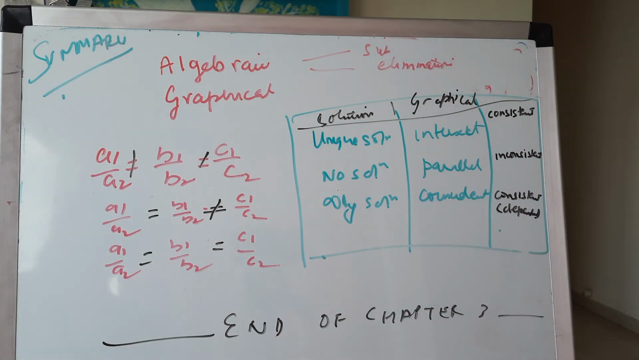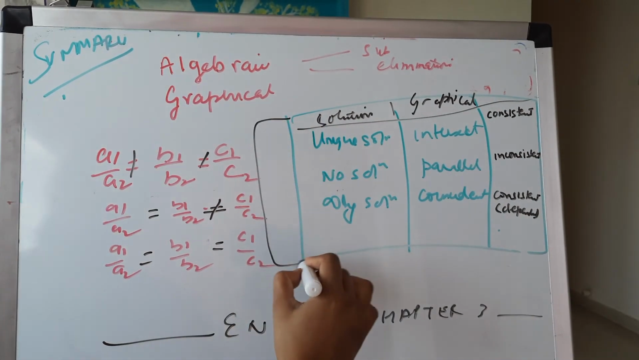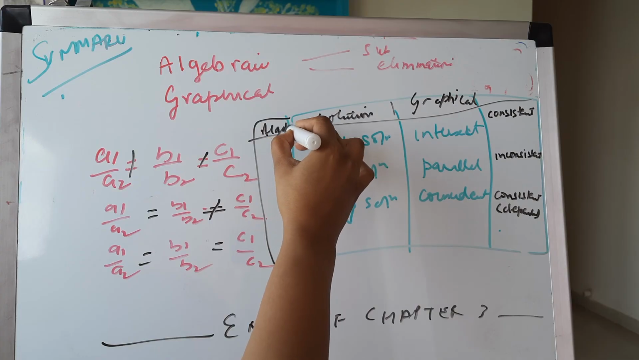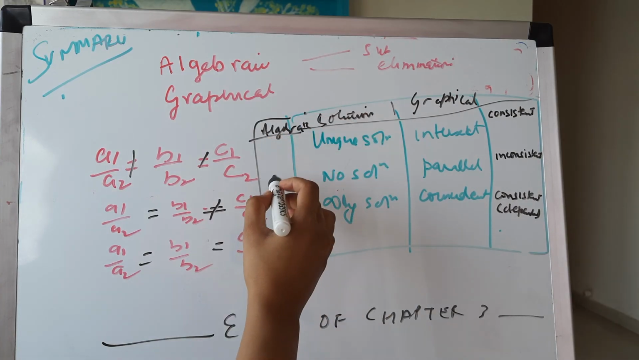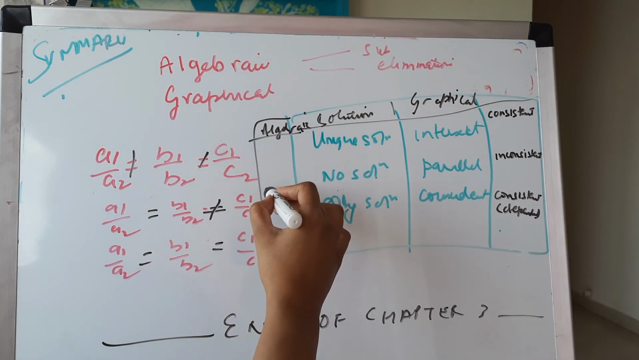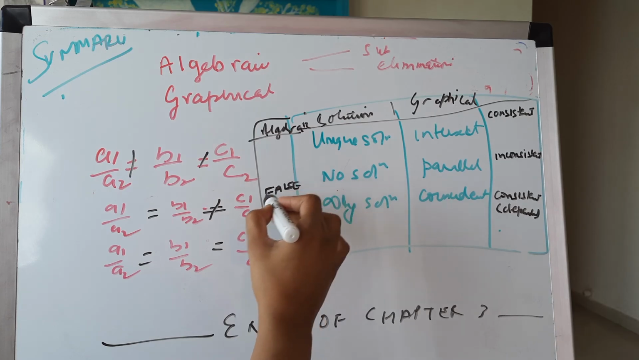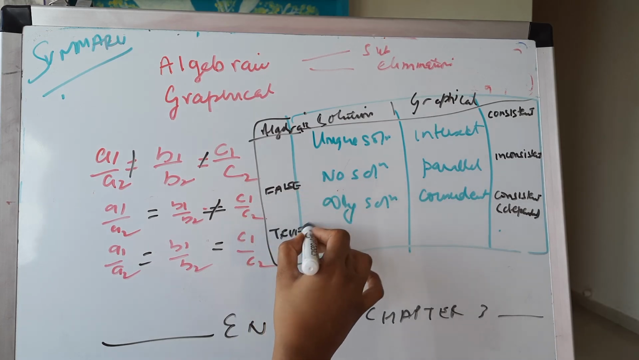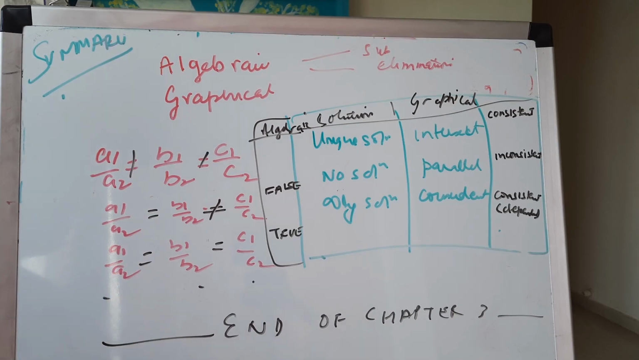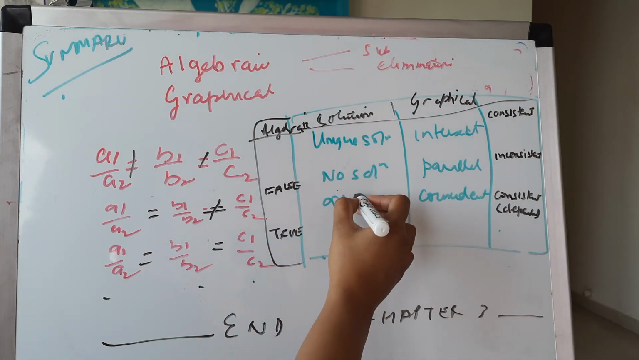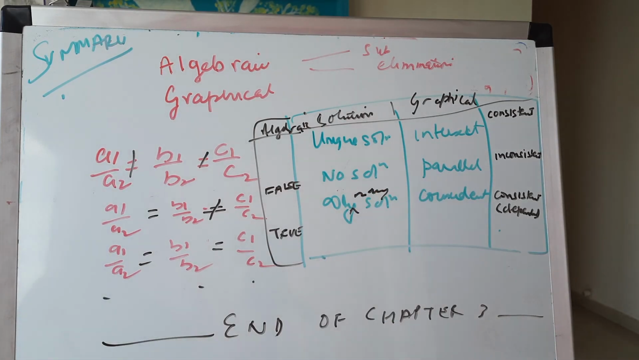In terms of algebraic, the variable gets eliminated and it results in a false statement. Now if it results in a true statement, it's a1 by a2 equal to b1 by b2 is equal to c1 by c2, infinitely many solutions, and on graph they are represented as coincident lines and they are known as consistent pair of linear equations, dependent pair.